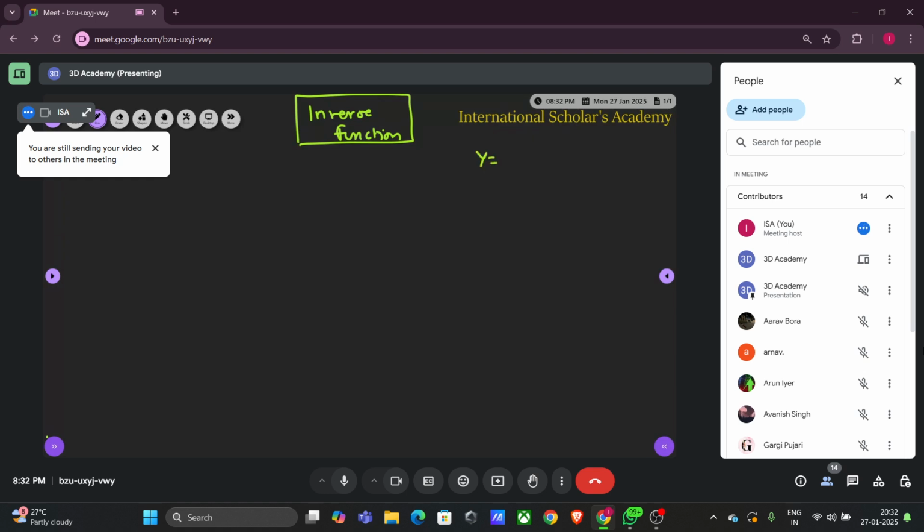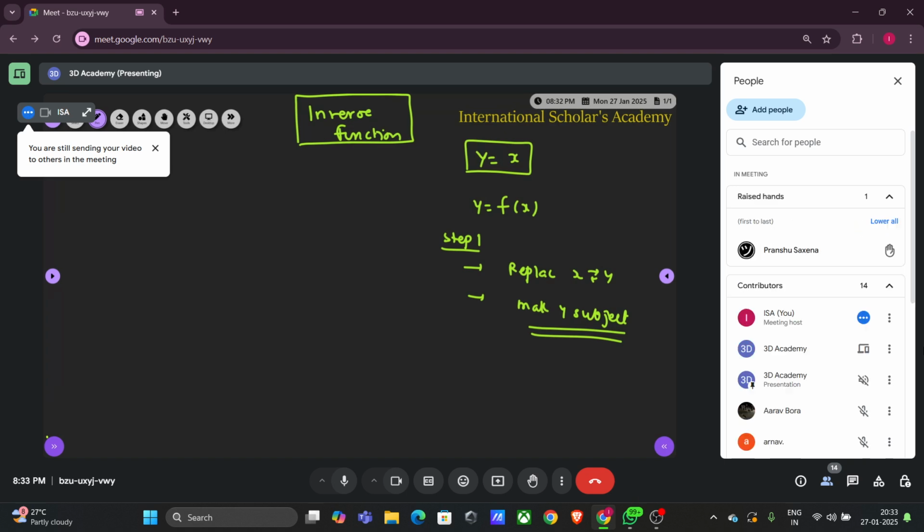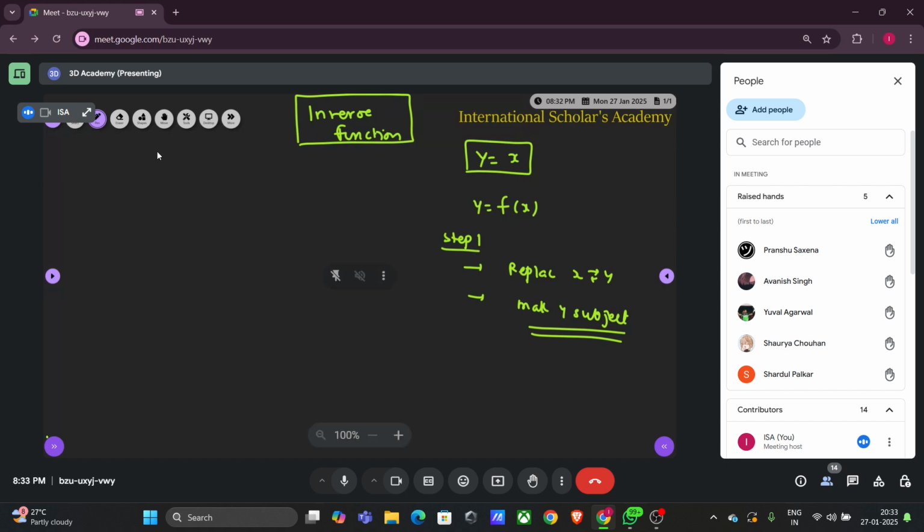Functions which are reflected along the y equals x line. Now, if someone still doesn't understand, here's how I say it: whatever function is given, let's say y equals f of x is given, we used to solve it using two steps. Step one was replace x with y and y with x, and step two was make y the subject. How many of you remember it from functions? Whenever you have to find the inverse function, you first replace x with y and then make y the subject. How many of you remember this? Just raise your hands.